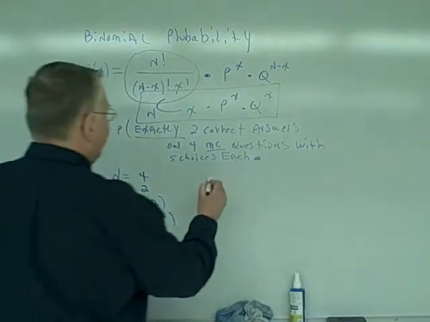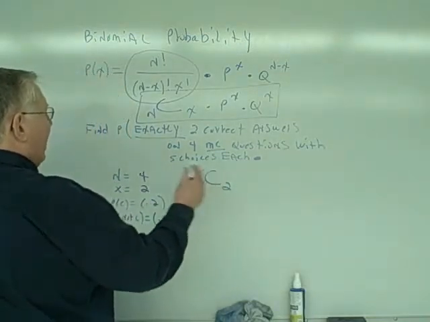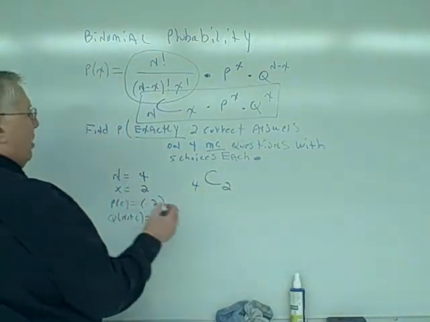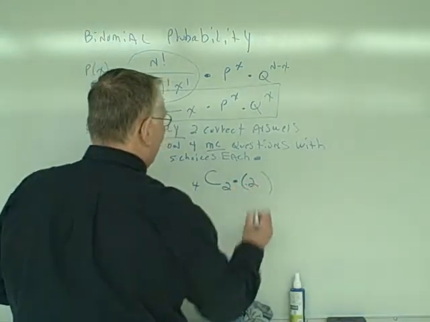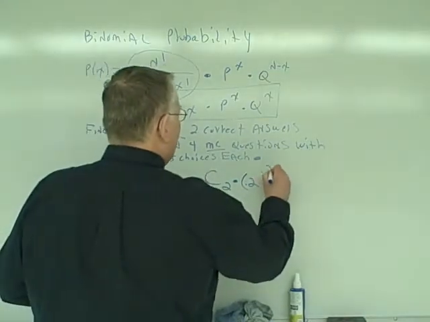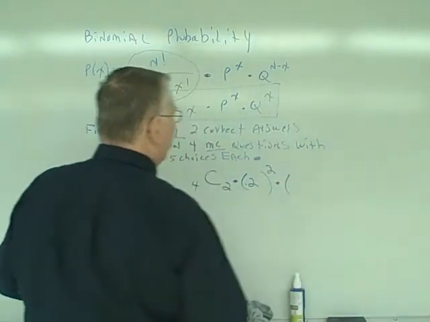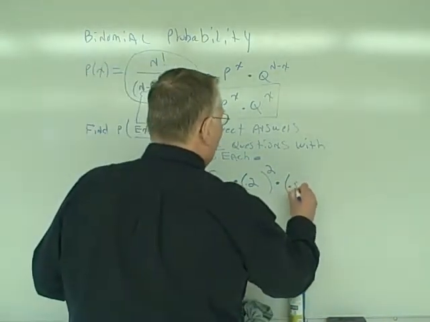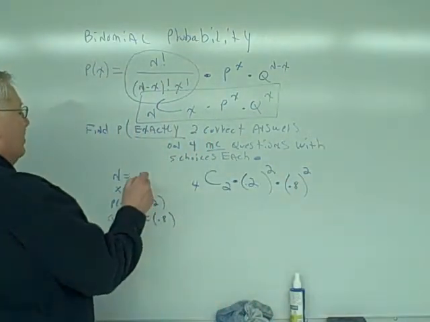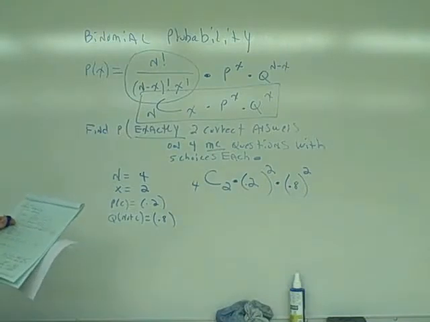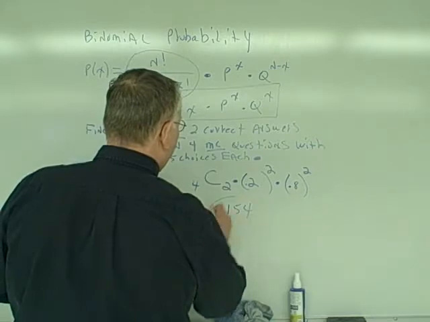So in this situation, I'm going to have a combination of 4 things taken 2 at a time. That's the number of ways of getting 2 correct answers out of 4. Times the probability of a correct answer, which is 1 out of 5, to the second power because I want 2 correct answers, times the probability of getting a wrong answer, which is 0.8, to the second power because if I have 2 correct, I'm going to have 2 wrong. And if I do that calculation, I'm going to get a probability of 0.154.